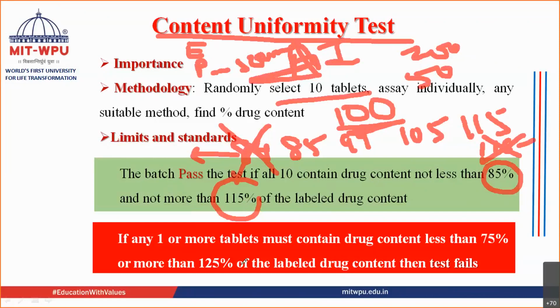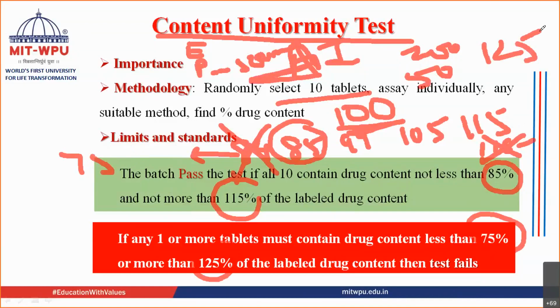If any one tablet contains active ingredient less than 75 milligram or more than 125 milligram, it is not 85, not 84, not even 80, but even less than 75, or someone's is not 115 but more than 125 milligram. If any of these 10 tablets gives a result outside 75 to 125, then the test immediately fails. The test is failing over here.